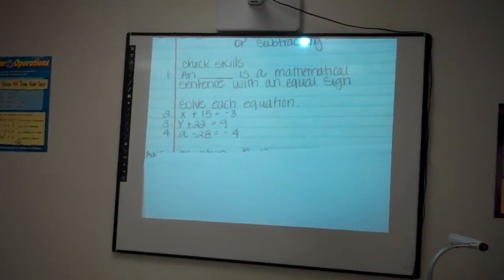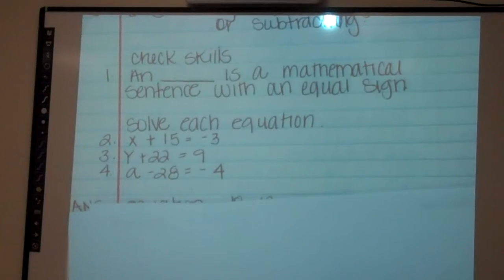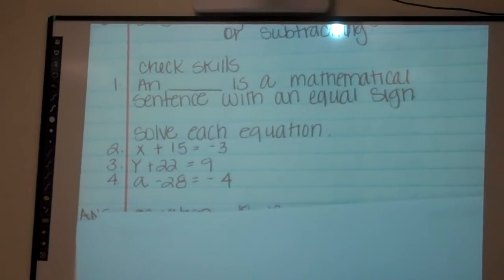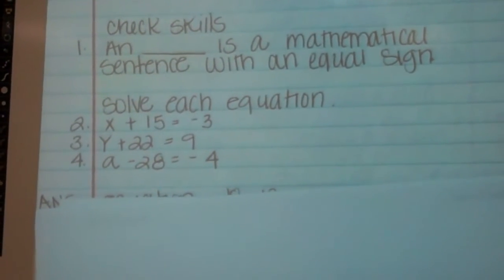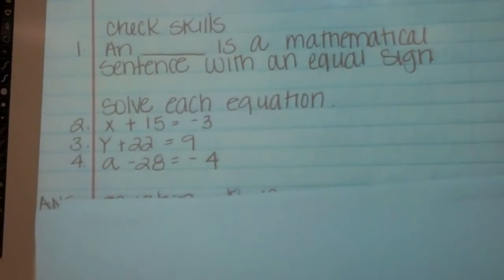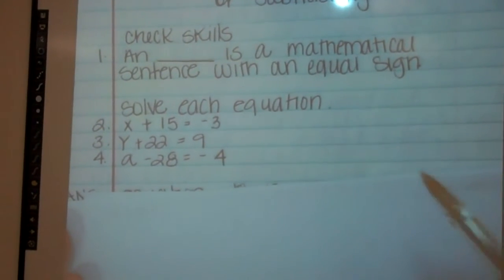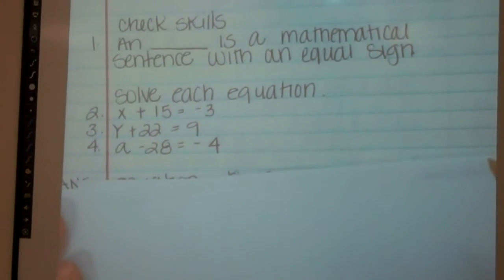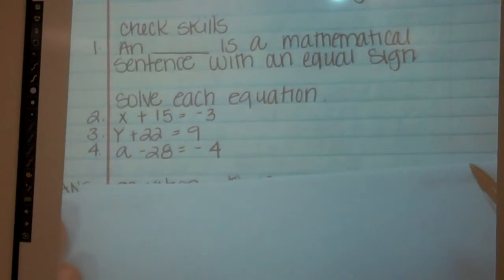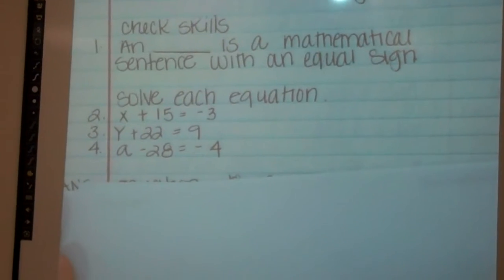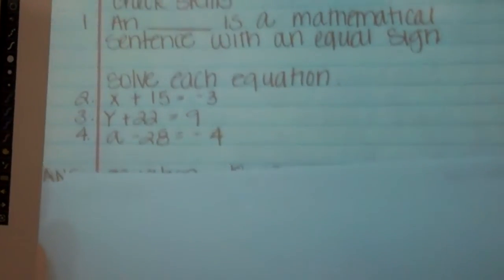Mathematical sentence with an equal sign. We just discussed it. Equation. No, not an equality, with an equal sign. Equation. Alright, so number 2, x plus 15 equals -3. What is x? Negative 18. Alright, y plus 22 equals 9. Negative 13. Alright, anybody else agree? Yes. Just agreeing, or y'all working it out? I worked it out, look. Okay.